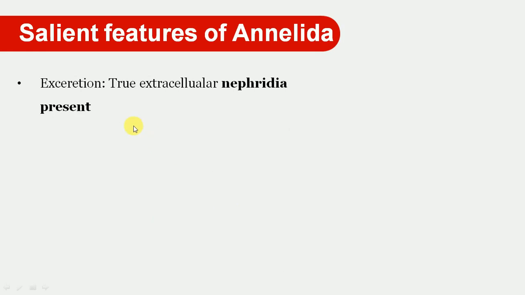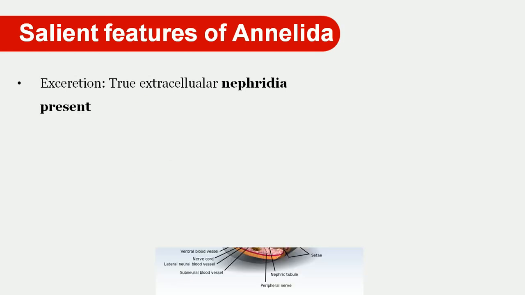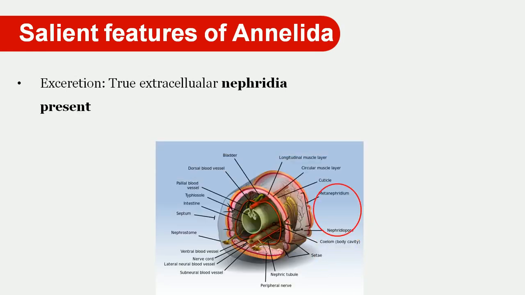Similarly, excretion is present in that animal body. In Annelida, excretion is carried out by the nephridia, which act as the excretory organs. You can look at the metanephridia and the nephridia. We are observing the body surface of the earthworm.